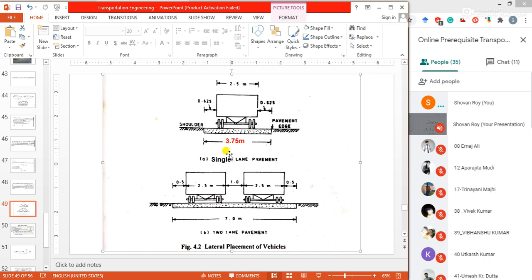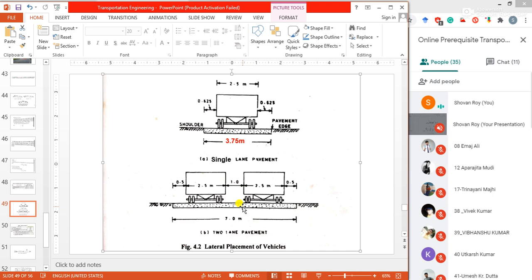But in case of two lane pavement with this 7 meter, the minimum clearance between two lanes of traffic would be 1.06 meter for the widest vehicle on the road. The minimum clearance between two lanes is 1.06, or simply 1 meter, no problem. In the figure 1 meter is given, 1.06 or 1, whatever, for the widest vehicle on the road.